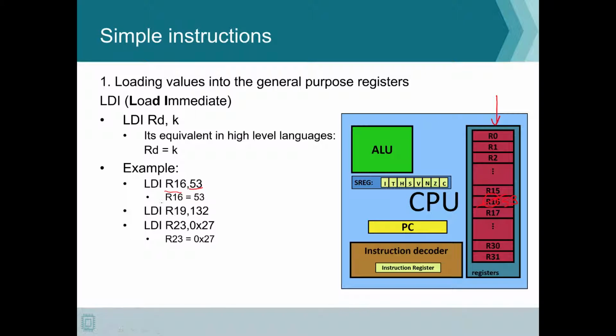Similarly, here you can see LDI R19, 132, a decimal value of 132 is moved in there. You can also do a hexadecimal representation, and hexadecimal value of 27 is moved into R23.